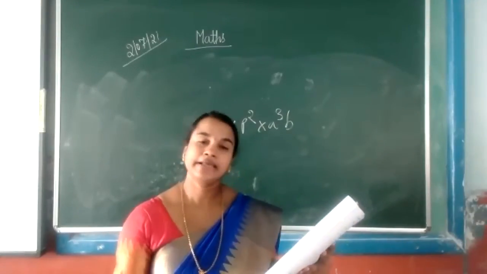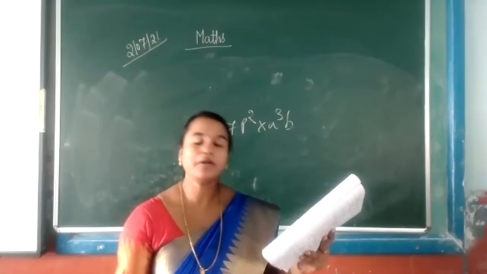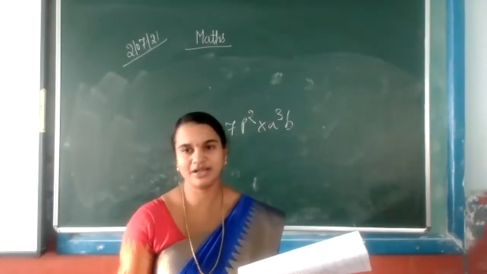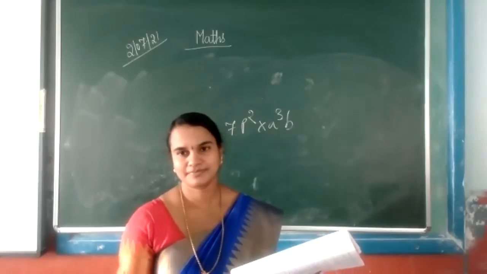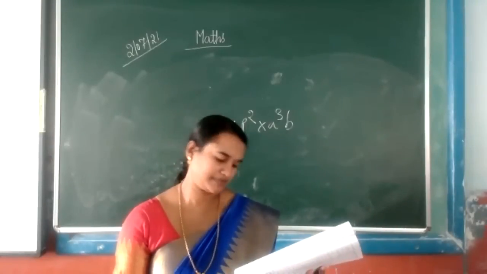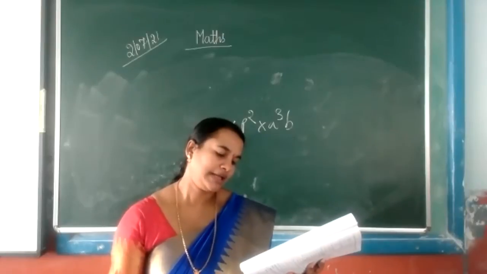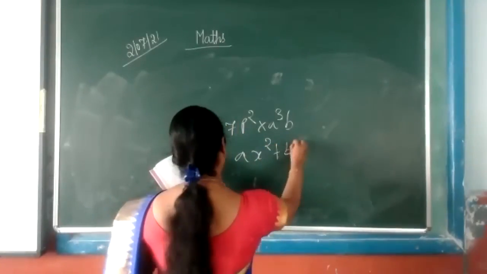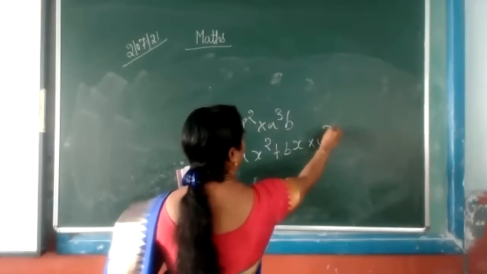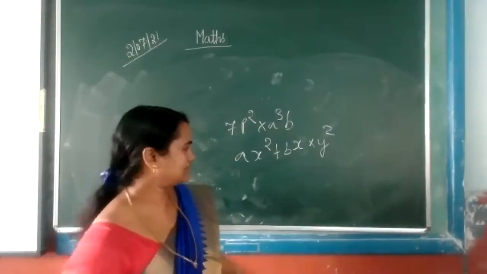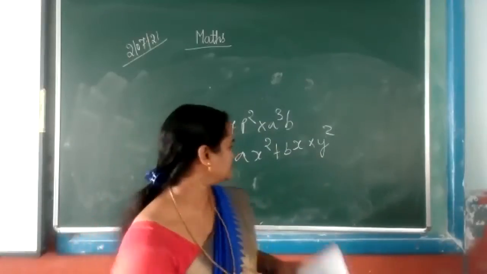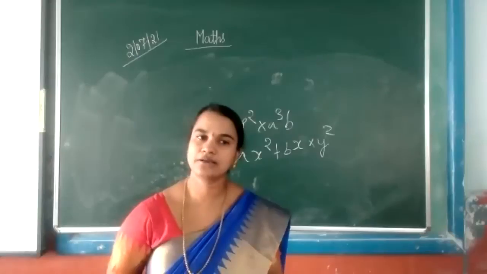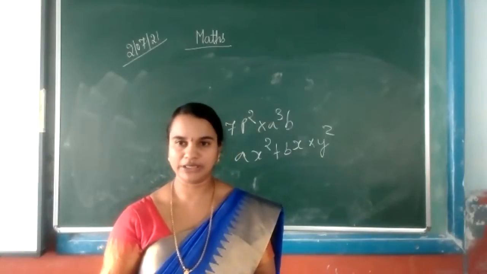Now fifth one, xy plus yz minus zx. Yes, trinomial, 3 terms. And the last one, ax square plus bx into y square. Here a multiplied sign, so only 2 terms will be there. That is correct, Manya, binomial.